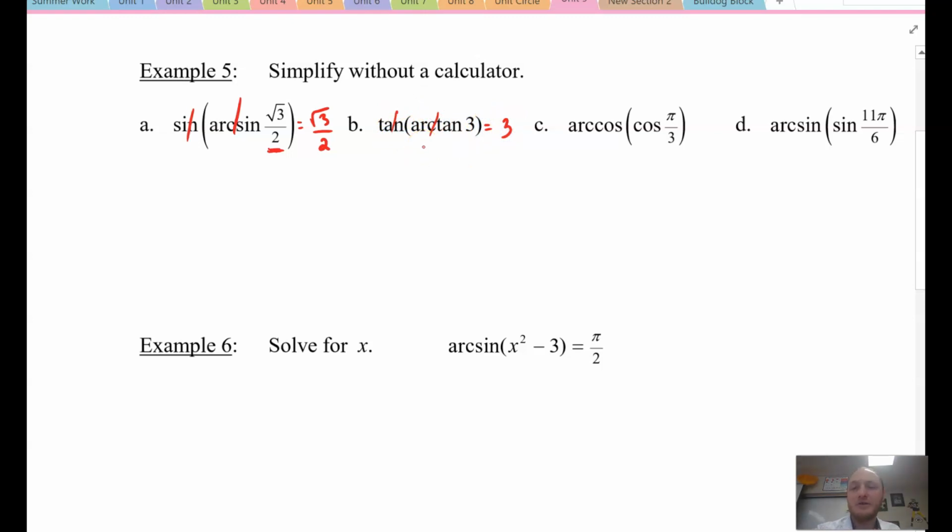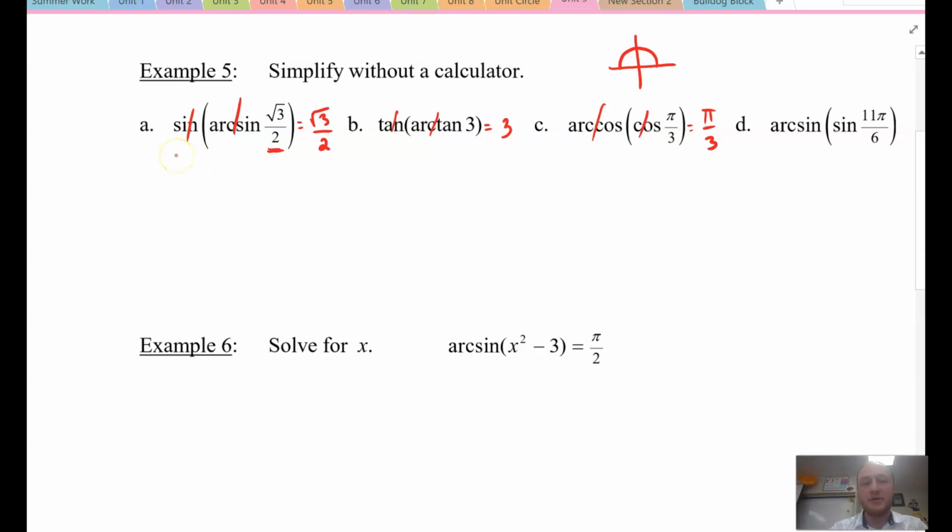Okay, how about pi thirds? Is pi thirds in the range of arc cosine? And maybe on these ones you have to draw yourself a little sketch. Here's cosine, pi thirds is in there. So yes, these do cancel, and pi thirds is my answer. That's the super quick, reckless way of doing these types of problems.